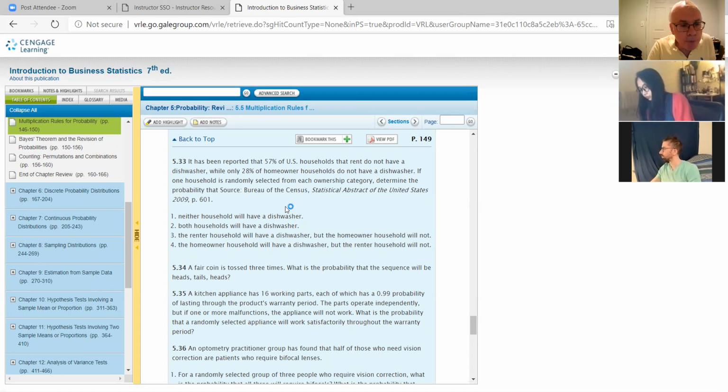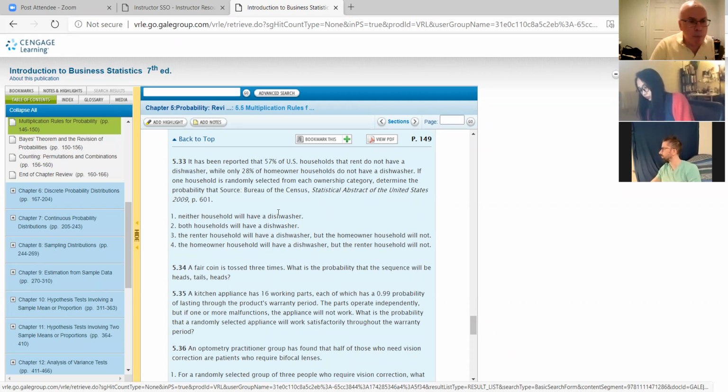So let me read it to you. It's been reported that 57% of US households that rent do not have a dishwasher, while only 28% of homeowner households do not have a dishwasher. If one household is randomly selected from each ownership category, determine the probability that, and then you have these four different problems here. So the first one says that neither household will have a dishwasher.